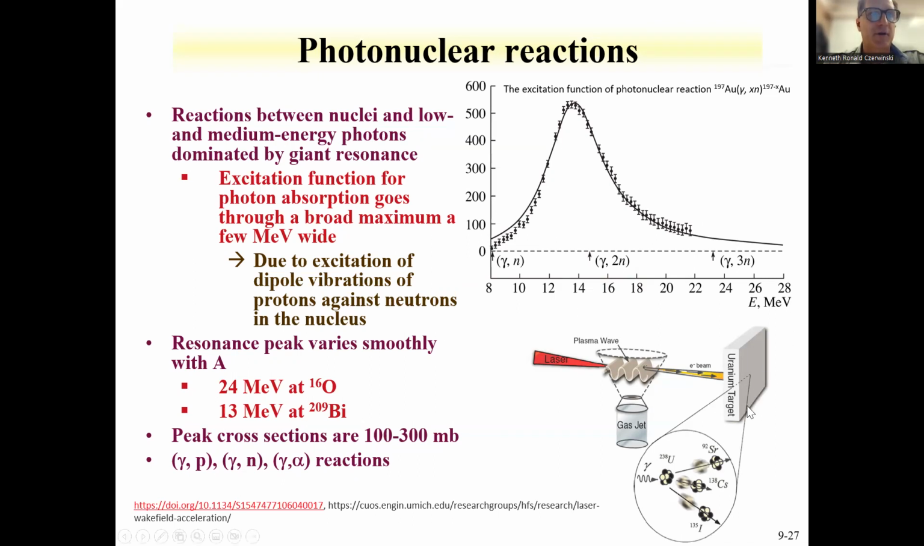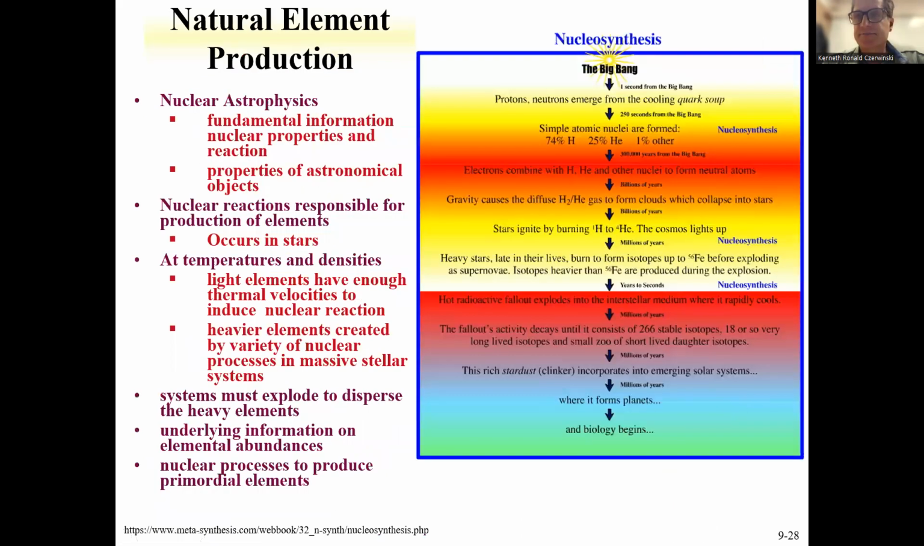You can also do photofission. So a photon comes in and fissions some uranium. The neutrons come out. They use this for detecting neutrons, actually, detecting uranium in samples.